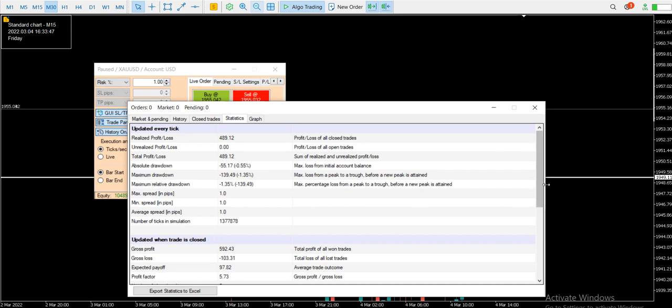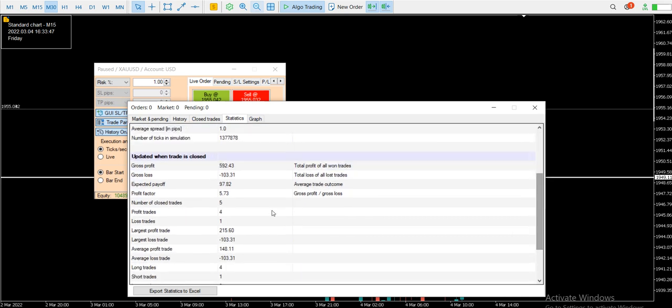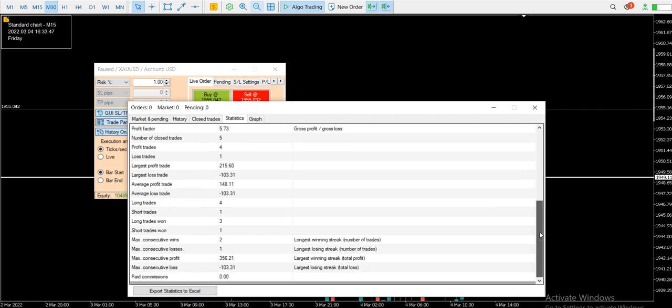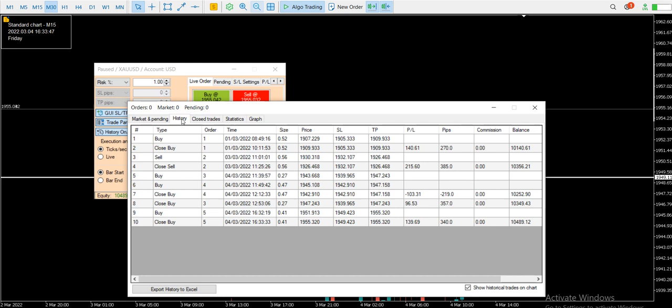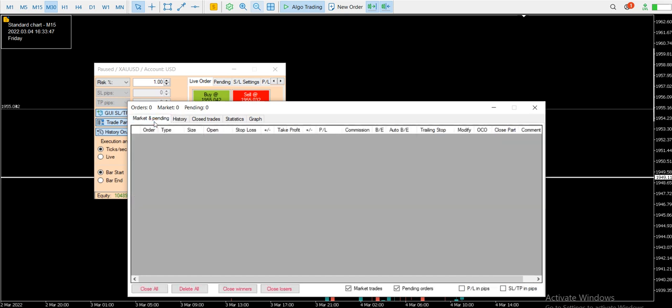If I go down, number of closed trades 5, profit 4, 1, largest profit trade was this, losing trade was 1%, average profit trade. We can see each and everything in this. We can also download the stats. Let's see the graph here. This is a very good tool, by the way, to improve the trading. And we can backtest any year we want.